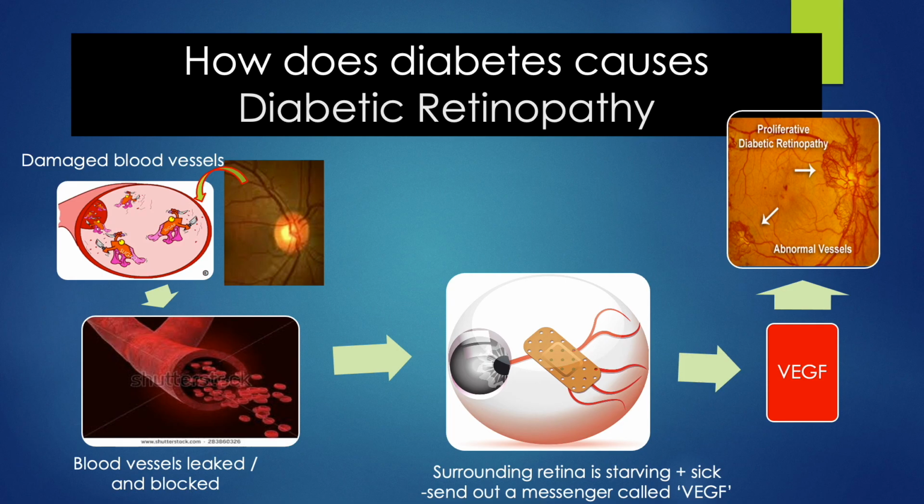The sick retinal tissue will be crying for help. They will send out a messenger which is called VEGF. The VEGF will stimulate the development of abnormal vessels which easily rupture and bleed.